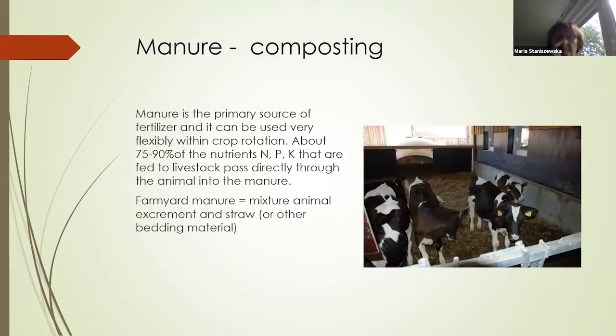And finally, manure and composting. The manure from animals, especially ruminants, is really the most important for soil fertility. And they have about 70 to 90% of the nutrients we can get from animal manure.